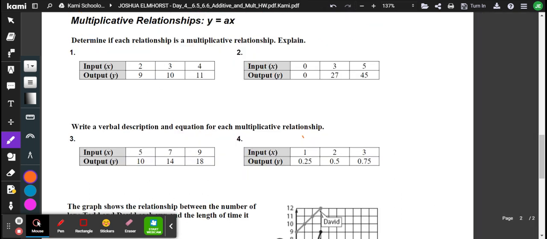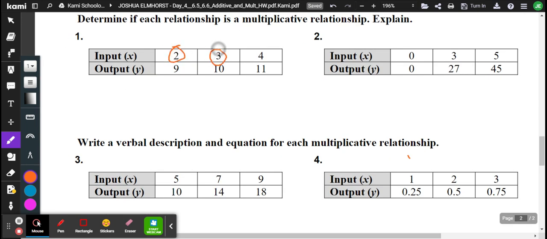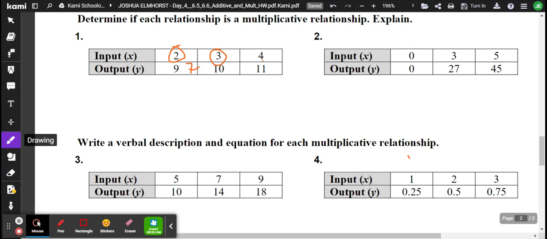Okay. Second part for this assignment is looking at the multiplicative relationship. Knowing our math facts of multiplying times 2 times something, 3 times something, 4 times something, I believe this is, well, this is not. This is adding. 2 plus 7 is 9. 3 plus 7 is 10. 4 plus 7 is 11. So just checking the pattern there. The other option would have been multiplying 2 times 4.5, but then that doesn't work for the next one. So this is additive.